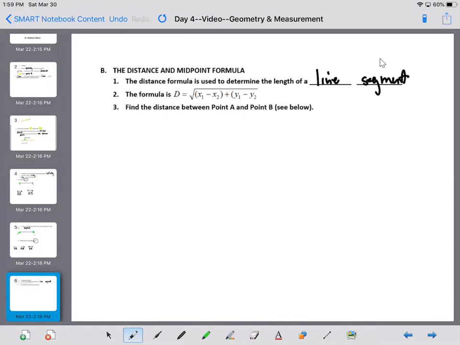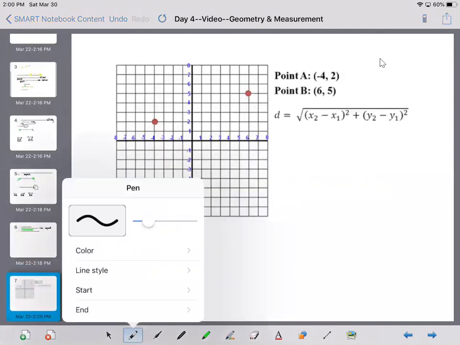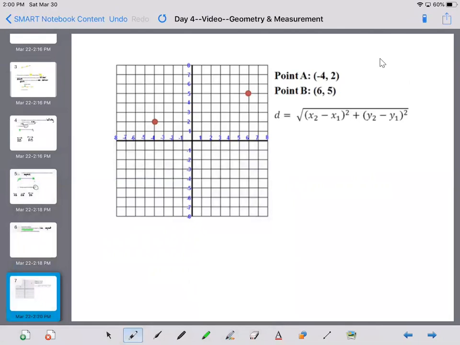Well, if we know the endpoints, we'll be able to do that, because notice your formula is d equals the square root of (x1 minus x2) squared plus (y1 minus y2) squared. So we're going to take the square root of the difference in x's, the difference in y's, and their sum. All right, so for instance, we've got point A, which is (negative 4, 2). So here's A, and B is going to be (6, 5). So I just want to know, what's going to be the distance from here to here?